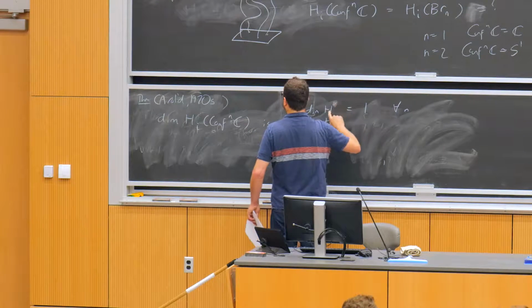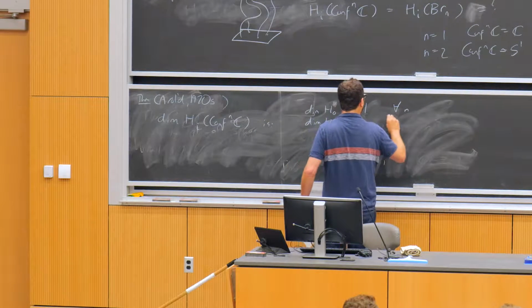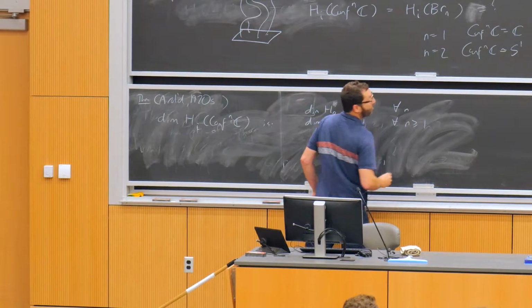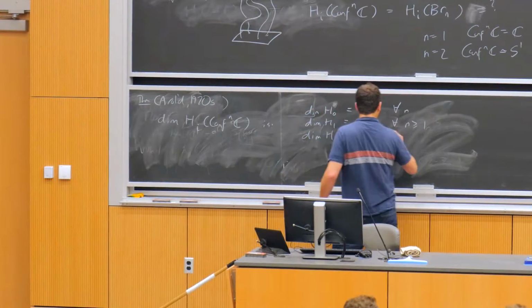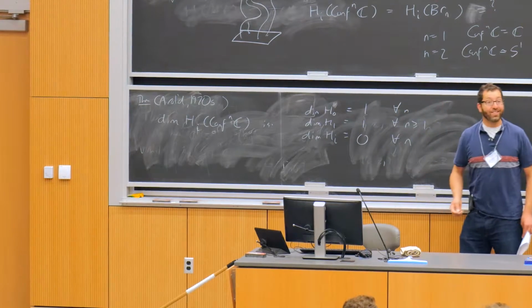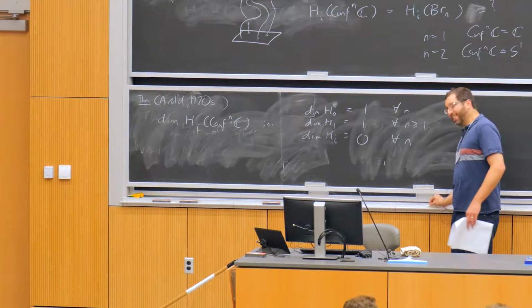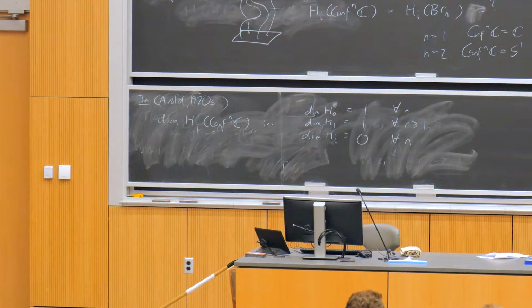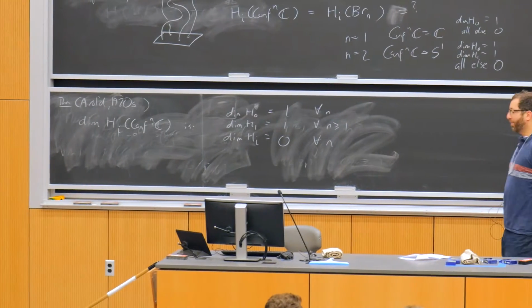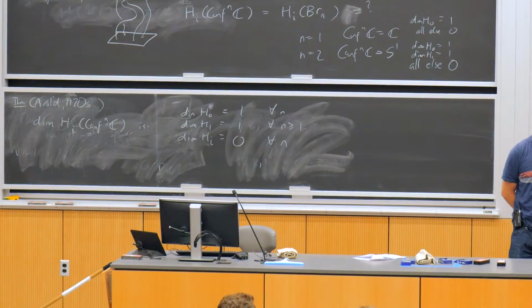Oh, sorry, I'm doing lower. The dimension of H1 is 1 for all n bigger than or equal to 1. And the dimension of H_i is always 0 for i at least 2, for all n. So this is an immensely strong stability theorem. What does it say for n equals 100, right? I take the cohomology of the braid group on 100 strands, which is a pretty complicated group.